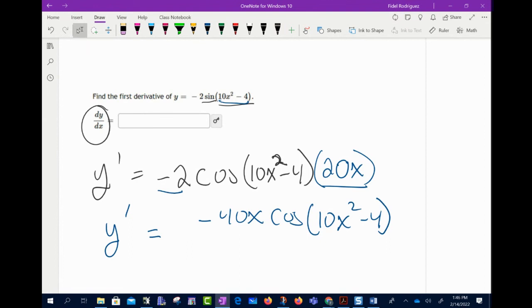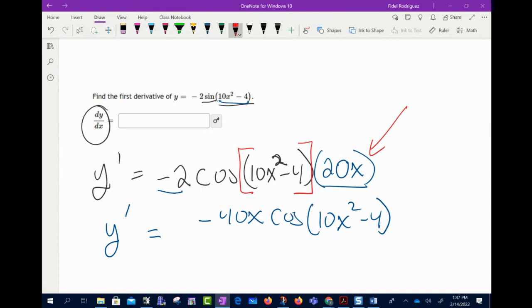Yeah, that's fine. Brackets, parentheses, squigglies, whatever you want. It's just like what I really want to emphasize is that's my angle, and that's not part of my angle. You see what I mean? So that's kind of the reason why sometimes I'll write brackets. It's just to let you know, hey, it's the cosine of 10x squared minus 4. So that 20x is not part of my angle. That was the derivative of my inside function.